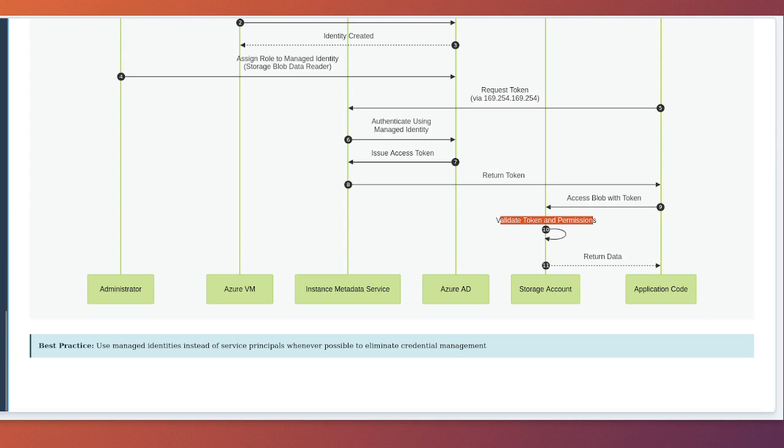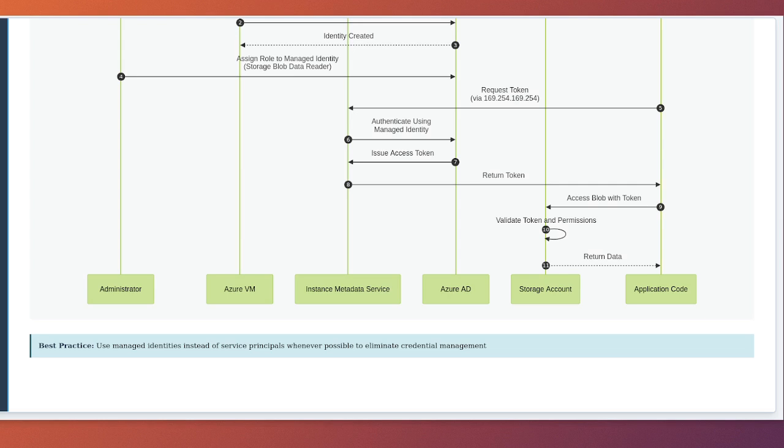There are two types of managed identities: system-assigned and user-assigned. A system-assigned managed identity is created by enabling managed identity on an Azure resource. It exists only as long as that resource exists. When you delete the VM, the managed identity is automatically deleted. This tight lifecycle coupling is perfect for resources with dedicated purposes. You can have only one system-assigned managed identity per resource.